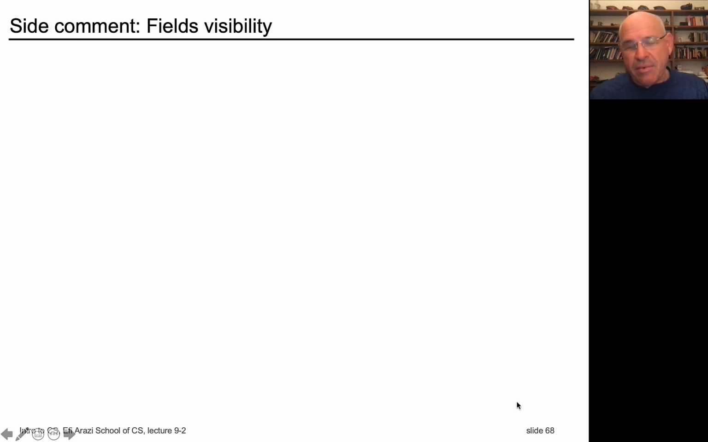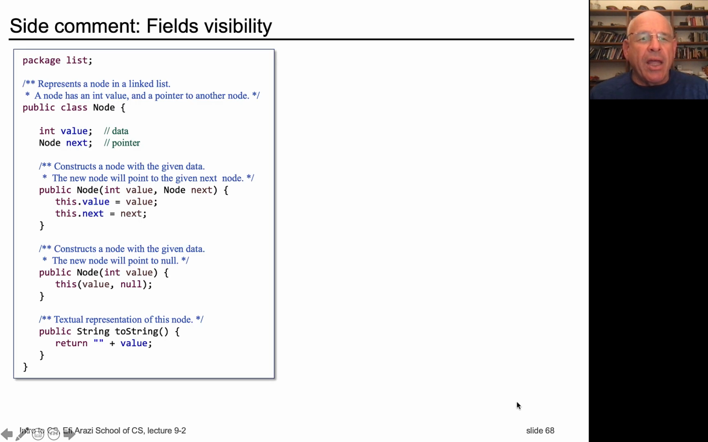All right. I want to end this lecture with a side comment on a very important subject called field visibility. Take a look at this class here, the node class, and notice that the fields of node have no private or public qualifiers.